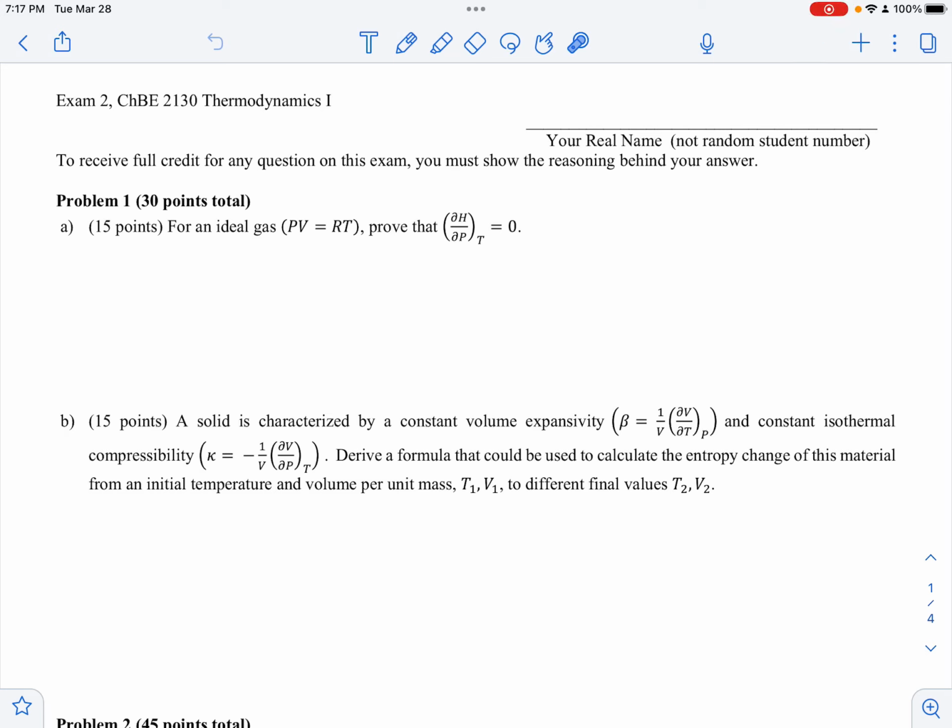We are looking at a Thermo Calculus problem. This is problem 1 from Exam 2, Thermodynamics 1, Spring 2018. What we're asked to do is show that dH/dP at constant T is equal to 0 for an ideal gas.